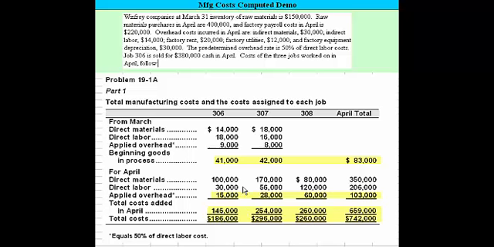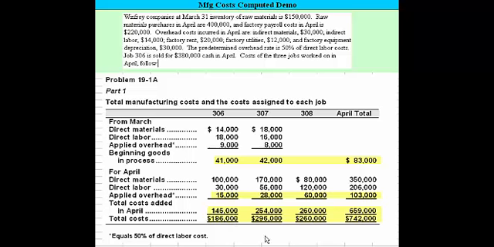We're given the dollar amounts that were involved in the job from direct materials. We're given the dollar amounts from labor, and you need to apply the overhead. Well, up here we determined that a predetermined overhead rate is equal to 50% of direct labor costs. So to come up with these numbers, all you have to do is multiply the direct labor that's given in the problem times 50% and drop those in. With that information, you can determine the total cost added to April.